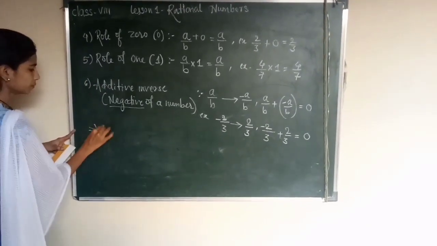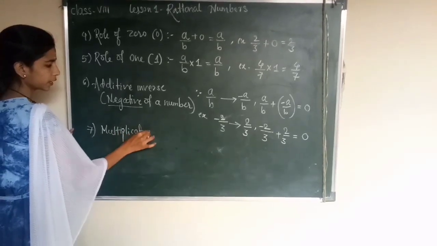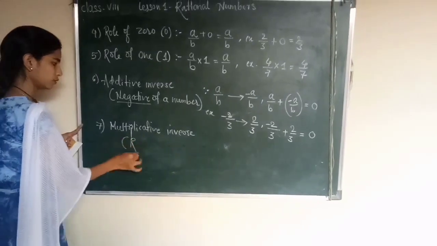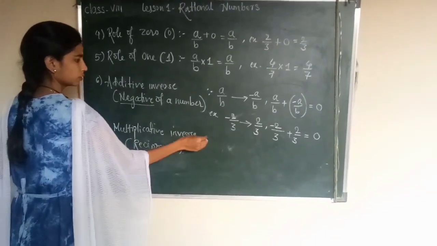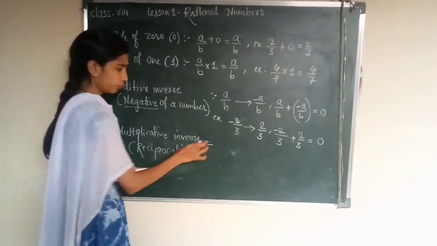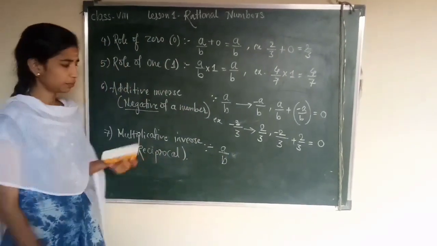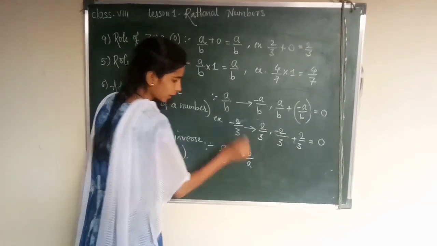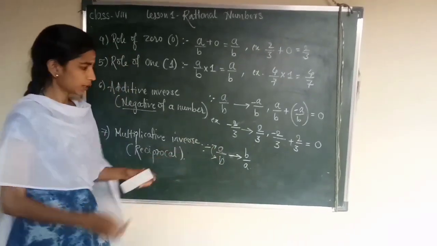Next, seventh one, multiplicative inverse, or we say reciprocal. Now, what does it mean? What is meant by reciprocal? If you take any number a by b, then its reciprocal is b by a, changing numerator to denominator and denominator to numerator.